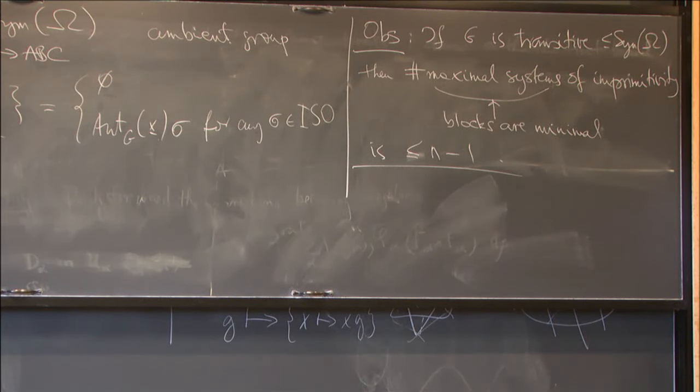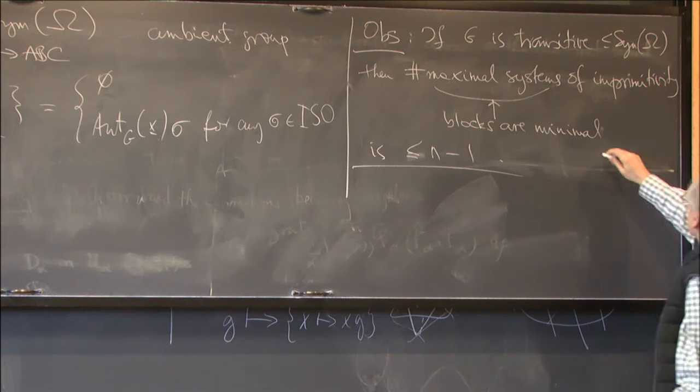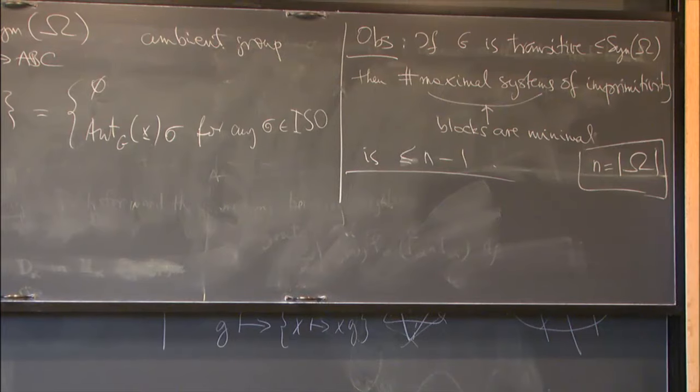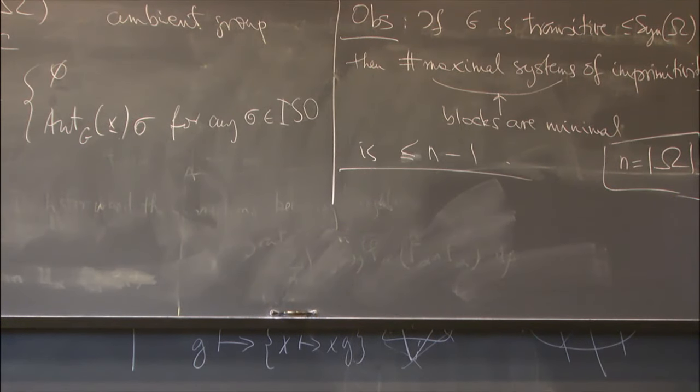Yes? N is the number of elements in omega. N is always the number of elements in omega. So N is the size of my permutation domain. Okay.